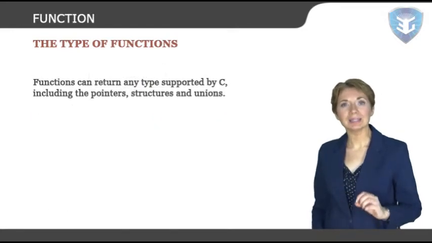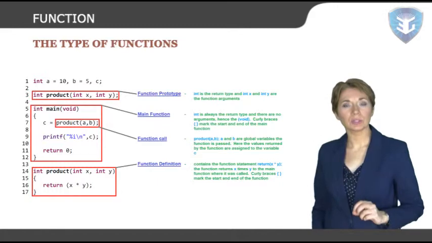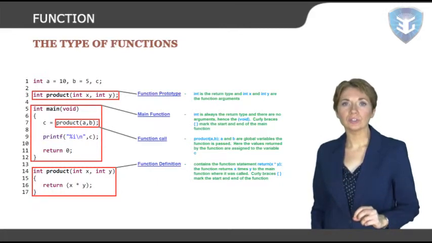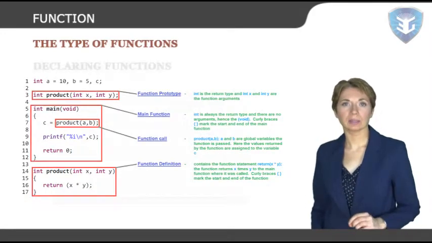Functions can return any type supported by C, including pointers, structures, and unions. For the types that cannot be returned from functions, the restrictions can often be sidestepped by using pointers instead. All functions can be called recursively.